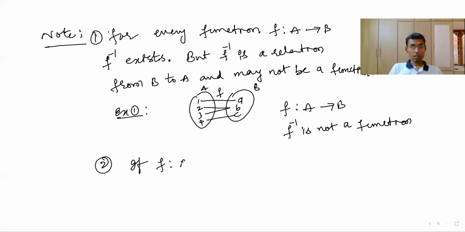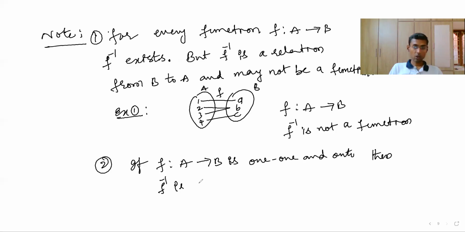If f maps A to B and is 1-1 and onto, then f inverse is also a function. Not only that, f inverse is also a function which is bijective. That's also bijective. This is what is an inverse function.